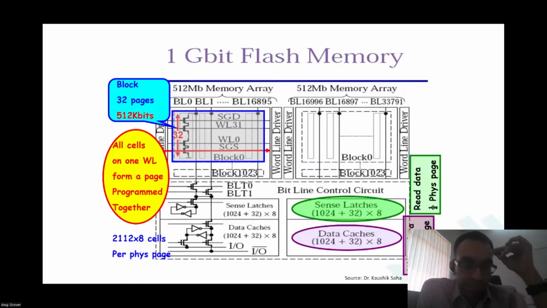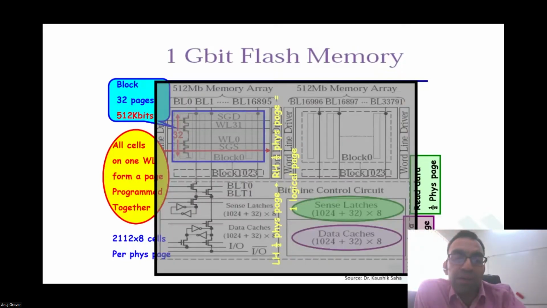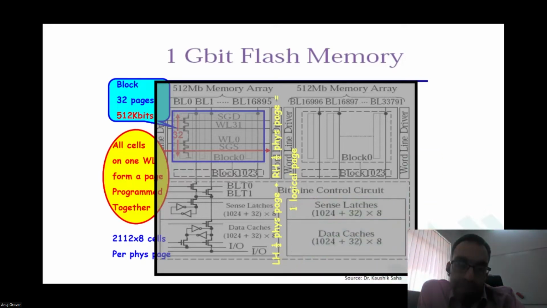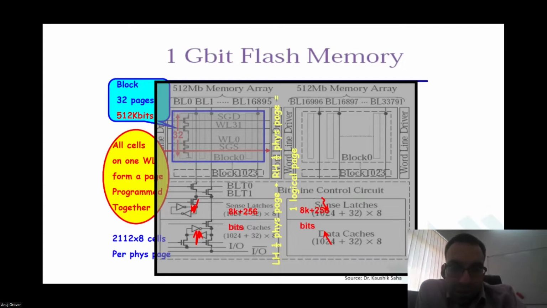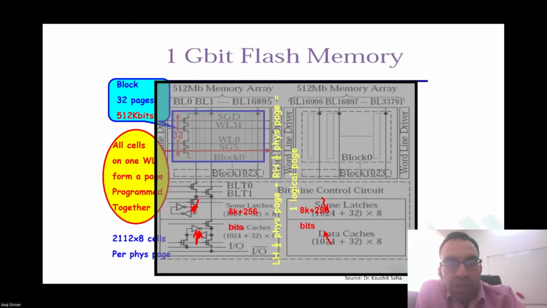Okay, sir. So we already saw the sense latches and the data. This is how one logical page is broken into 2 physical pages. So now what we are saying is that there are 8K plus 256 bits being read on the left side and the same bits being read on the right side, or written from the left and right side.